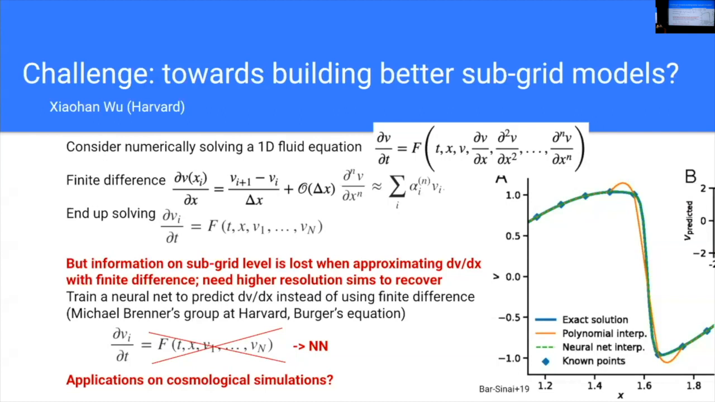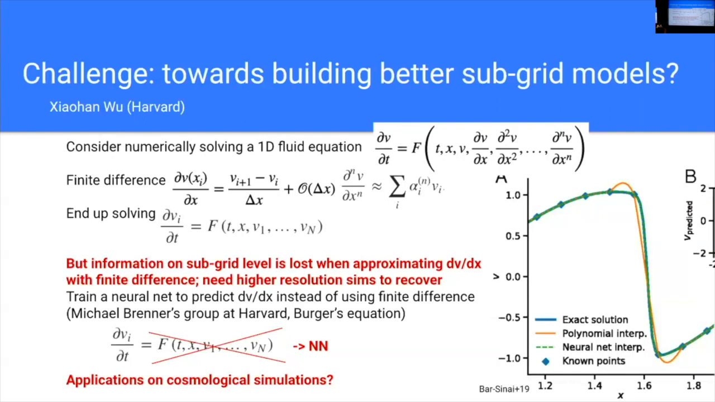And then if you want to do more complicated or more accurate methods, you can use a polynomial to substitute the derivative with respect to the position. And then in the end, you might just end up solving the equation here. So in the simplest case, you would just substitute every derivative with a polynomial in velocity. But in this case, you're actually losing information at a subgrid level by doing this finite difference.